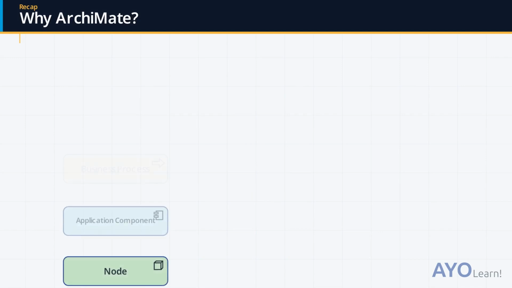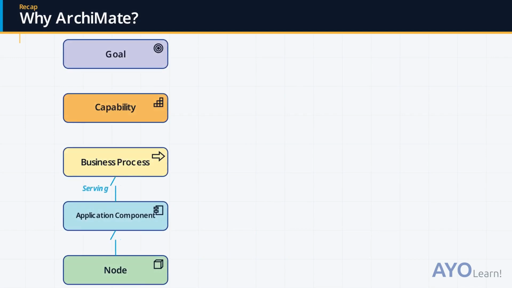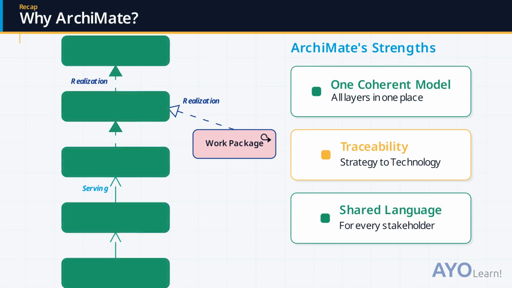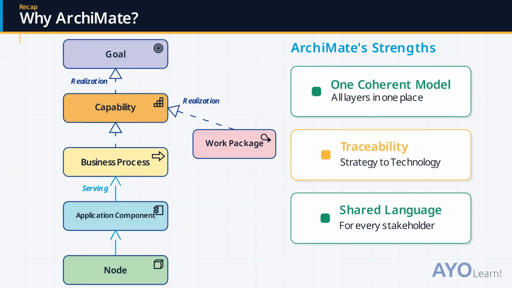These are ArchiMate's strengths: one coherent model, traceability from strategy to technology, and a shared language for every stakeholder. The goal needs this capability, run by a business process, supported by an application component, on a node, while the work package delivers the change.